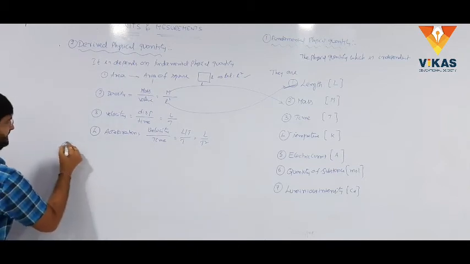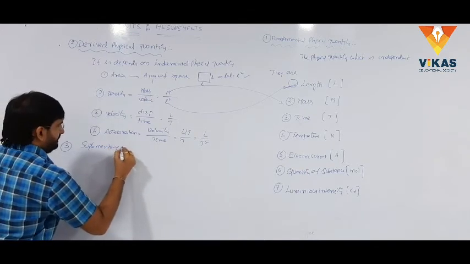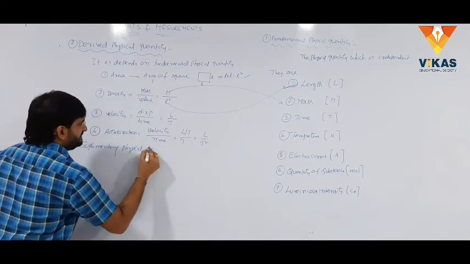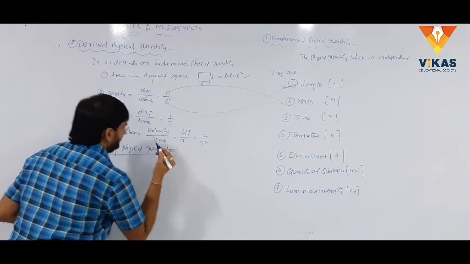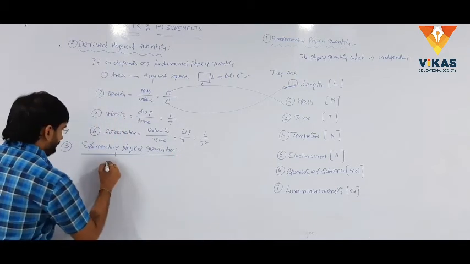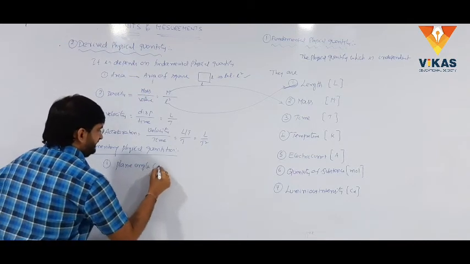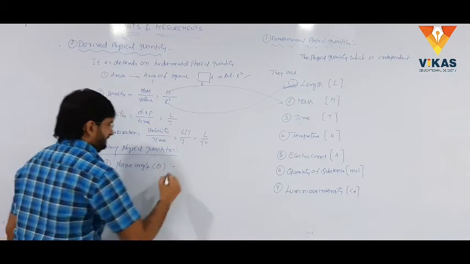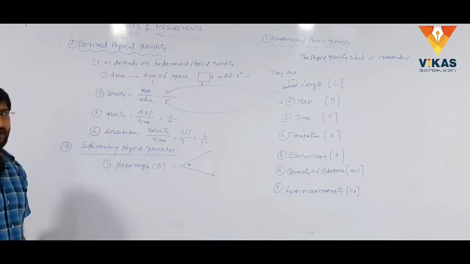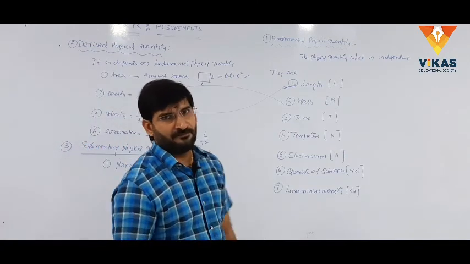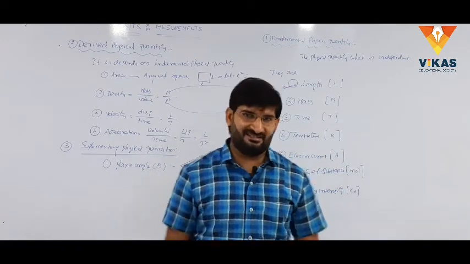And third one is supplementary physical quantities. There are two. First one is the plane angle. It is represented with theta. What is meant by plane angle? The angle measured between two intersecting straight lines is a plane angle. It is represented with theta, which is measured in radians.